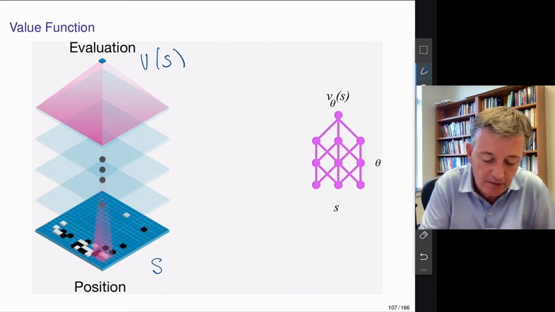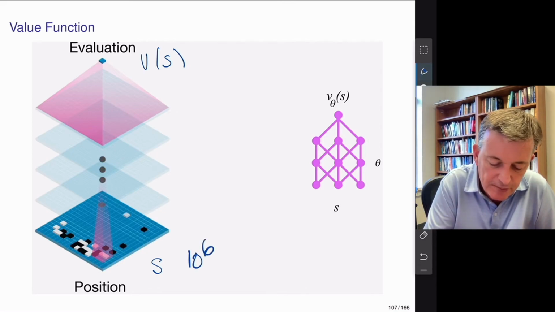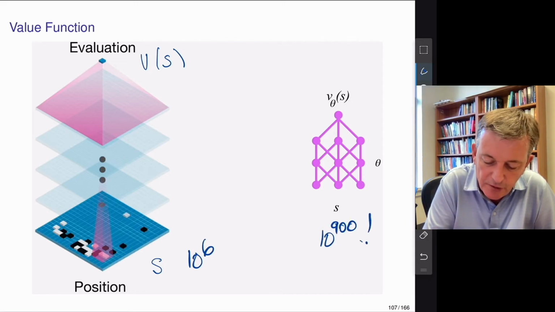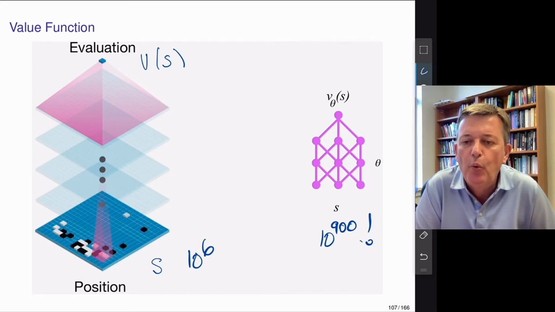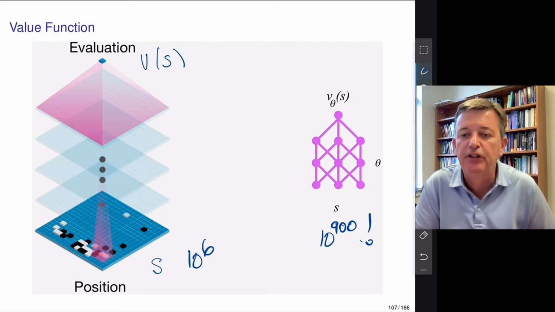Well, remember that, even if I've looked at 10 to the 6 possible states, in Go there's 10 to the 900 possible states. So a lot of work is done by deep neural networks in these things. So if you're not using deep neural networks, you're having difficulty doing that extrapolation. And again, a lot of the deep neural network is understanding spatial structure on a chessboard.